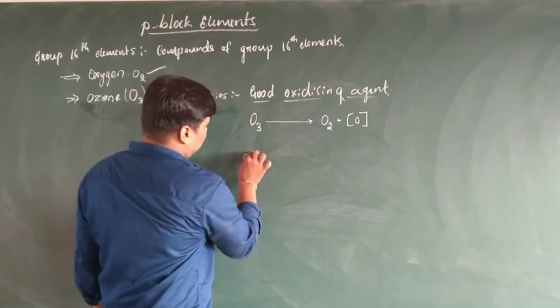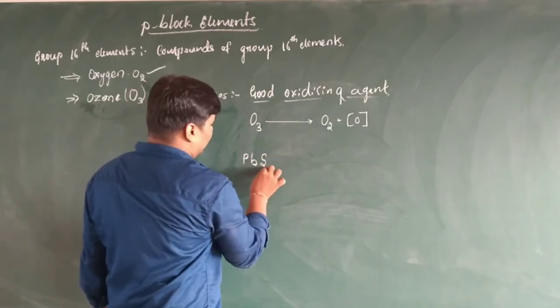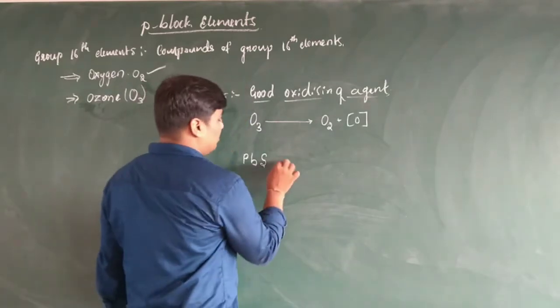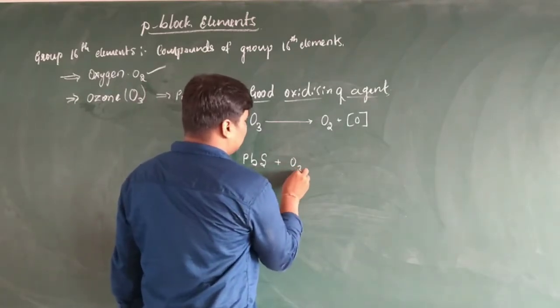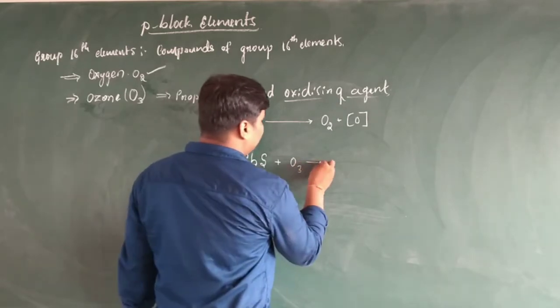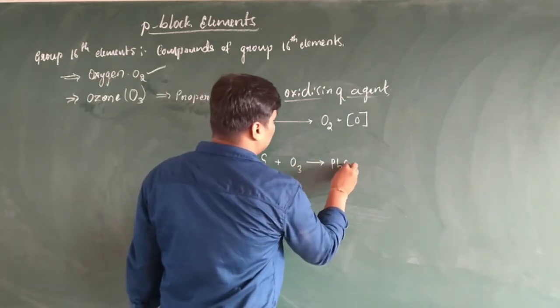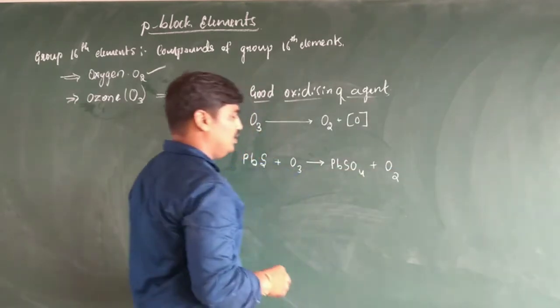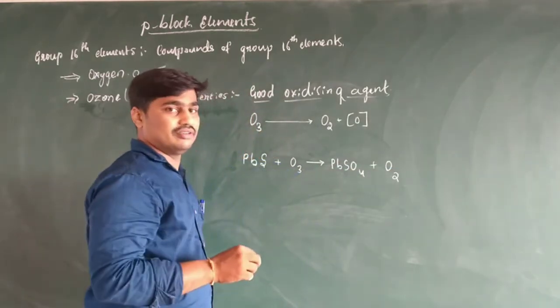Many sulfide ores get oxidized; consider lead sulfide. When lead sulfide reacts with O3, it gets oxidized into lead sulfate and an oxygen molecule is formed. It is very easy to balance the reaction.